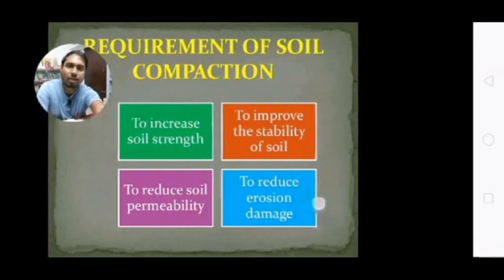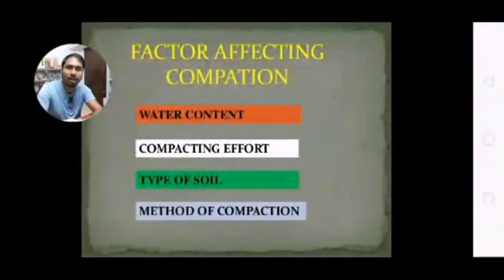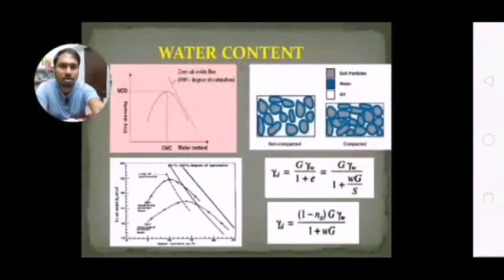Now coming to the next point, the factors affecting the compaction. There are several factors which affect the compaction of soil. Number 1 is water content. Number 2, compacting effort, that is the amount of compaction. Number 3 is type of soil. Number 4 is method of compaction. I'm coming to the factors one by one. First, I will go through water content.